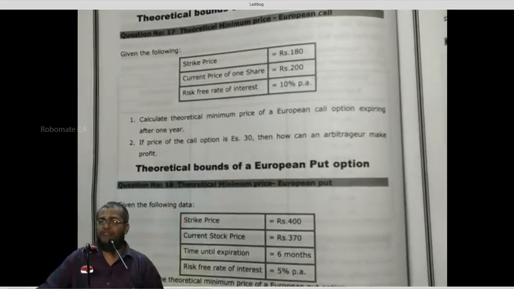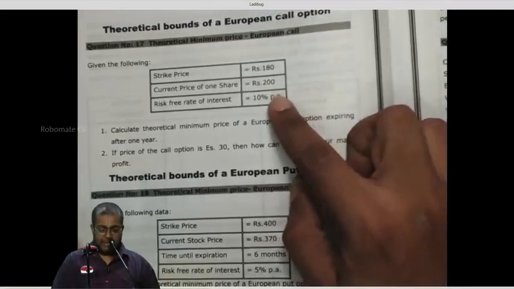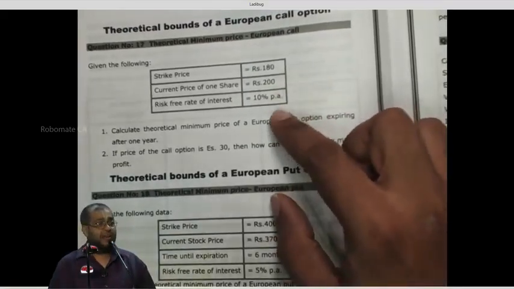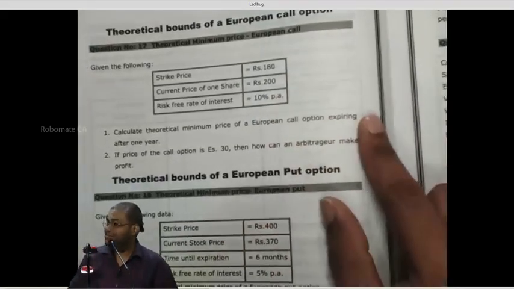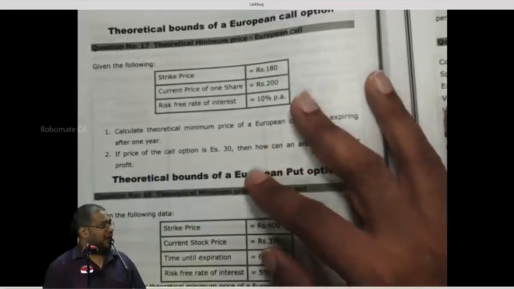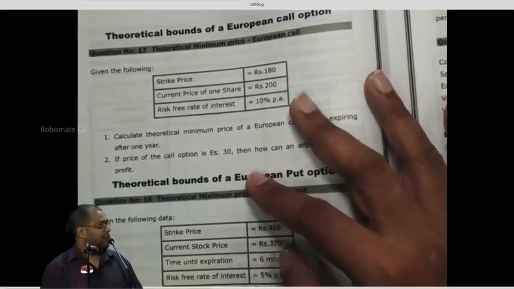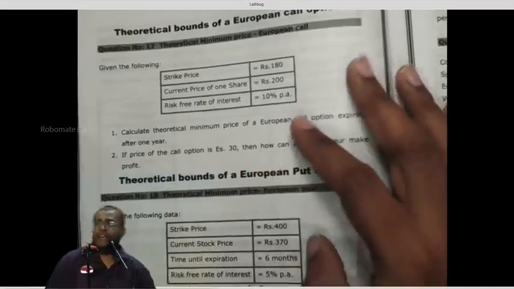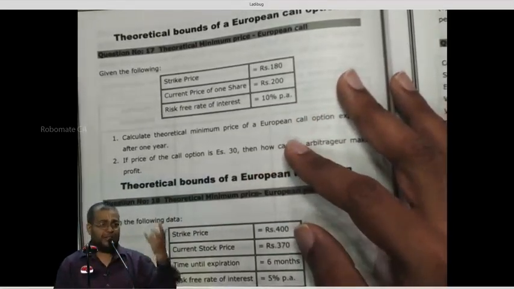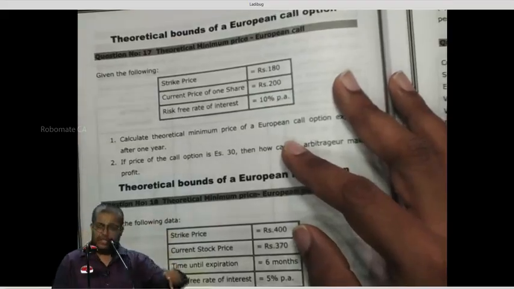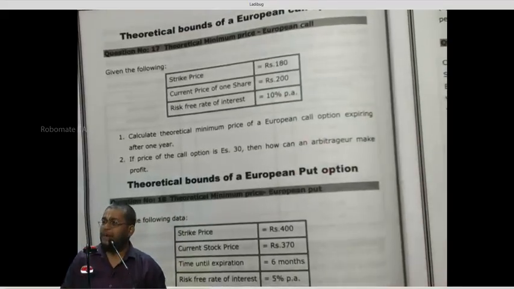Otherwise, it is simple time value of money. Why can't we subtract 180 from 200? Very simple. 200 is the price today, and 180 is the forward price, the agreed price. I cannot knock off today's price against a forward price. Time value of money prohibits me. That is why the formula is spot price minus present value of strike price. There is more logic in this formula, which I will discuss after the sum has been completed.